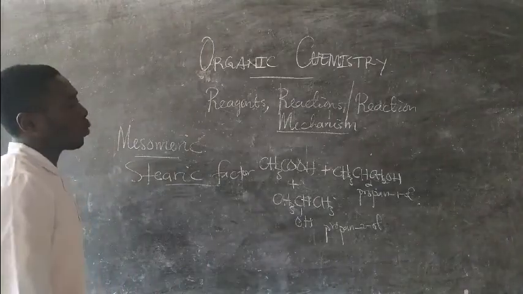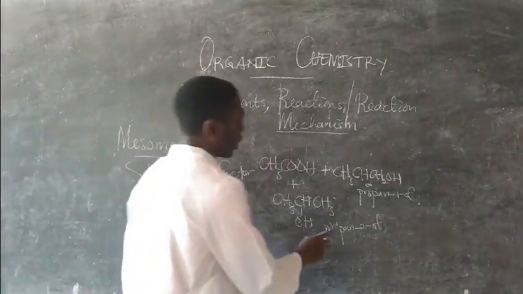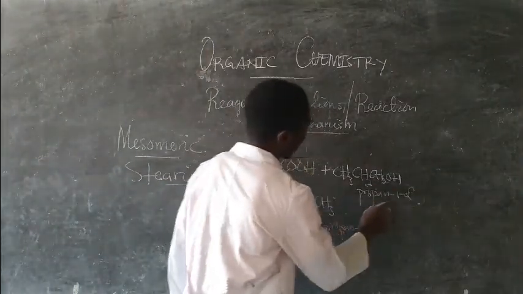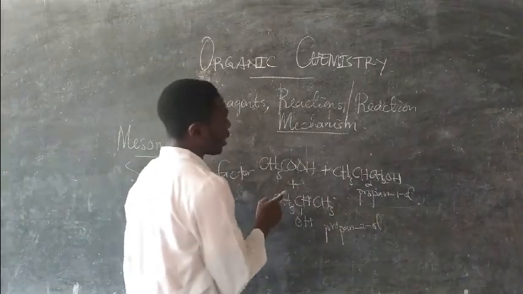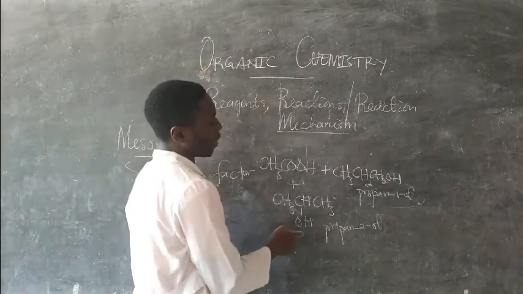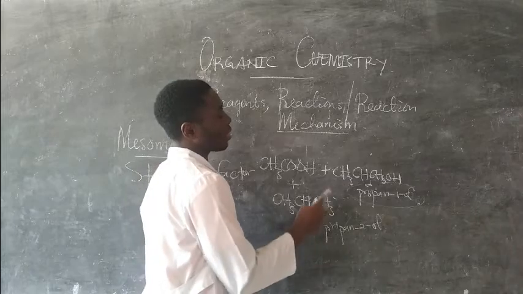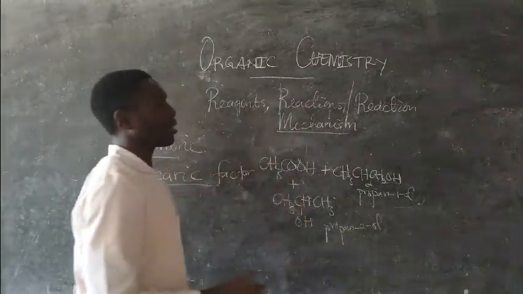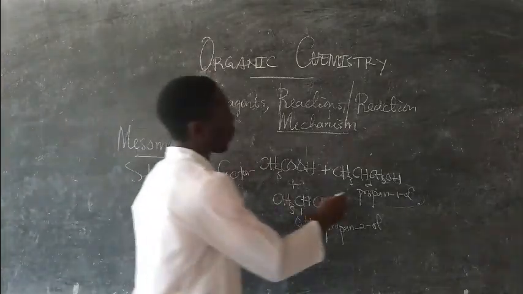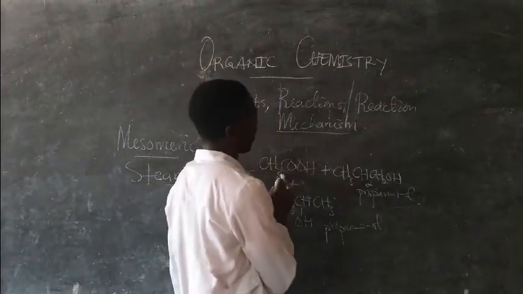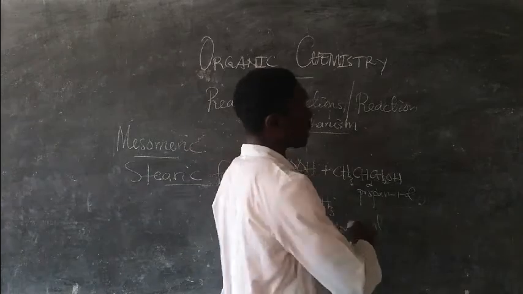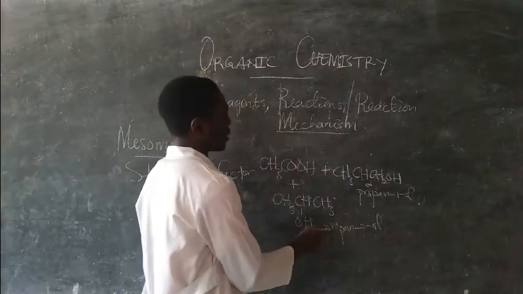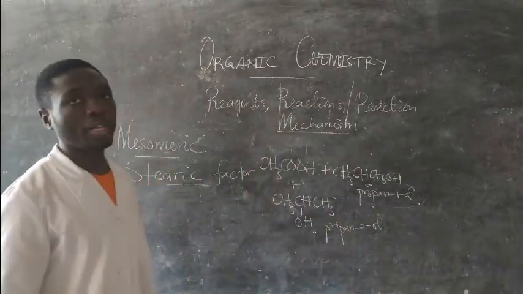Now with propan-1-ol, the reaction rate here is very high compared to this one. So the reaction rate of esterification of propan-2-ol is half that of propan-1-ol. It means that the reaction rate when you are esterifying propan-1-ol is about 2 times faster than when you are esterifying propan-2-ol.